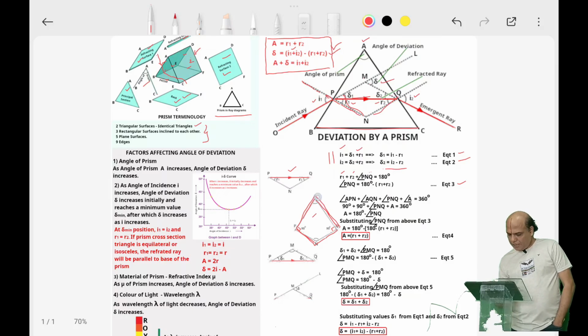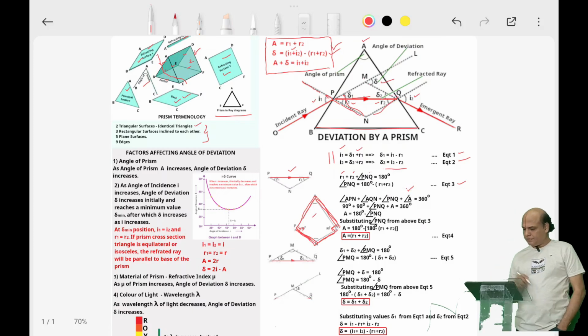So if you see, angle APN is perpendicular, because this is the normal. This is the normal to this surface, so this is perpendicular. Likewise, this is normal to this surface. So these two angles are perpendicular. APN is 90, AQN is 90. This angle is PNQ, and this is the angle A. Angle PAQ, I am just denoting it by angle A. This is the angle of prism.